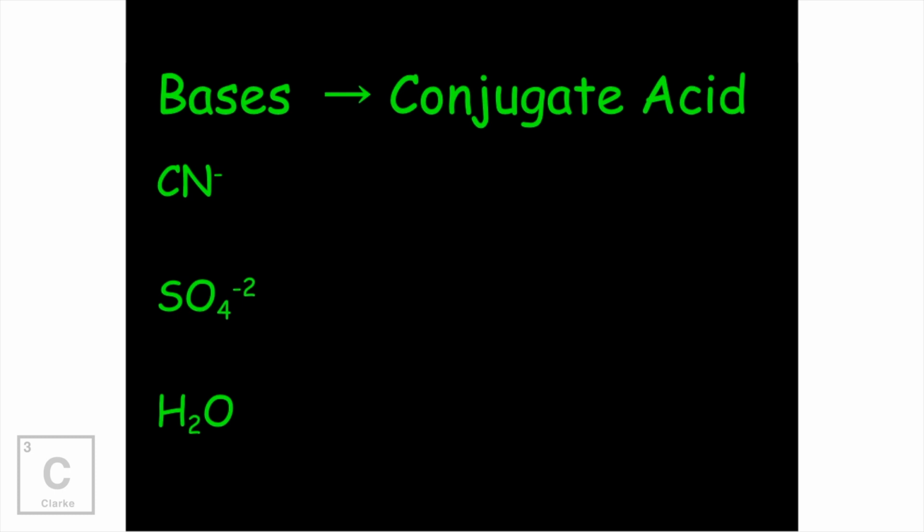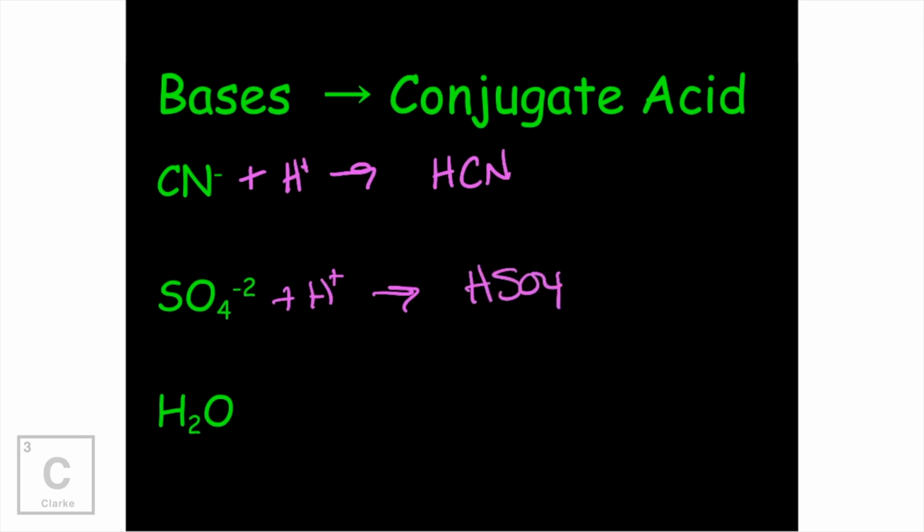So a base accepts a proton. So we would need to first show that we're accepting this proton, so I'm going to put it on the reactant side. The base and the proton, put them together, then you get your conjugate acid. So over here, we're going to have HCN, which is hydrocyanic acid. Again, we've got to add that hydrogen ion, and then we are going to get HSO4-. That's -2 + 1, so we still have a negative charge, a -1. Here we've got water. We're telling you that it's going to act as a base. So when we add that hydrogen ion to water, we're going to get H3O+, there's that hydronium ion, and the hydronium ion does act like an acid.